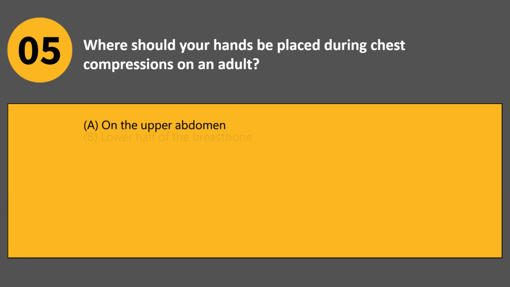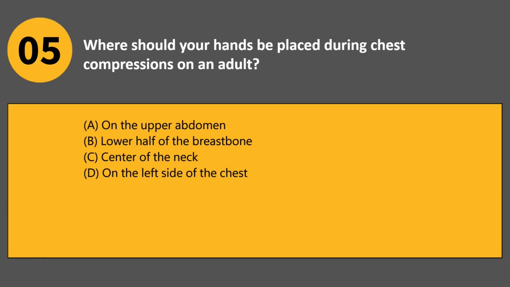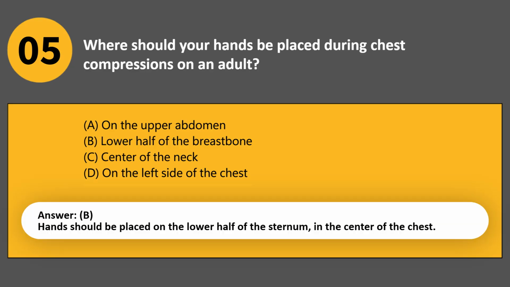Where should your hands be placed during chest compressions on an adult? A. On the upper abdomen. B. Lower half of the breastbone. C. Center of the neck. D. On the left side of the chest. Answer B. Hands should be placed on the lower half of the sternum in the center of the chest.